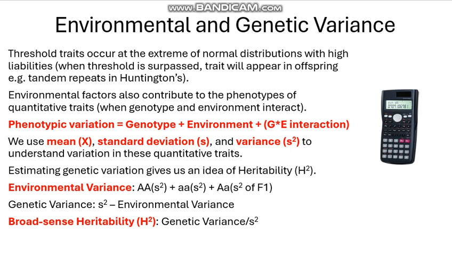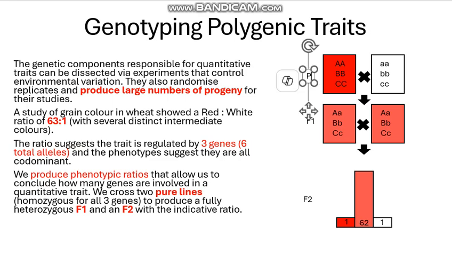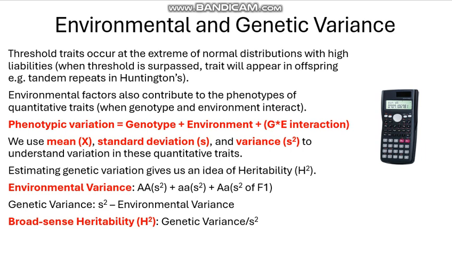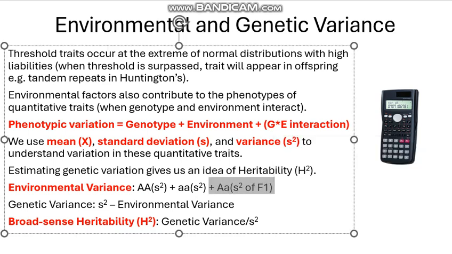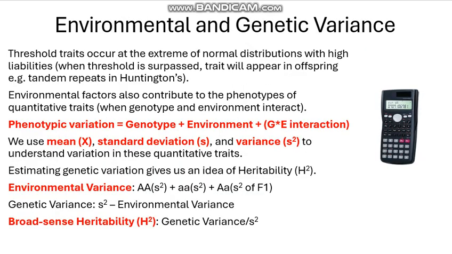Environmental variance can be calculated as the standard deviation of the homozygous dominant plus the standard deviation of the homozygous recessive plus the standard deviation of the heterozygous that we get from the F1. So we're getting the homozygous dominant and recessive from this P generation up here, and then we're getting this from this F1 generation here. And pause the video if you need to go through a bit more.